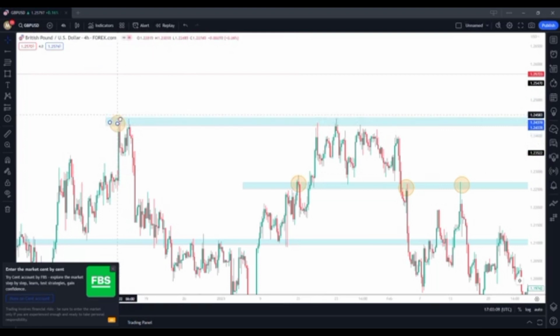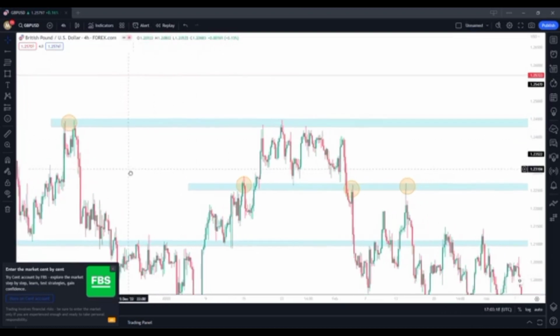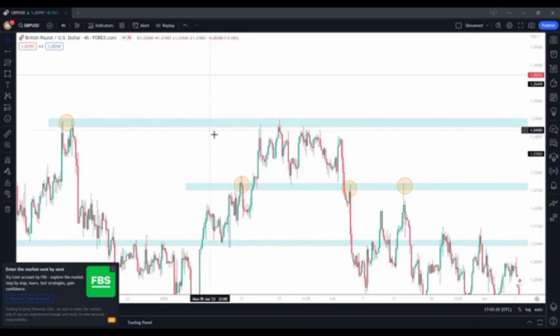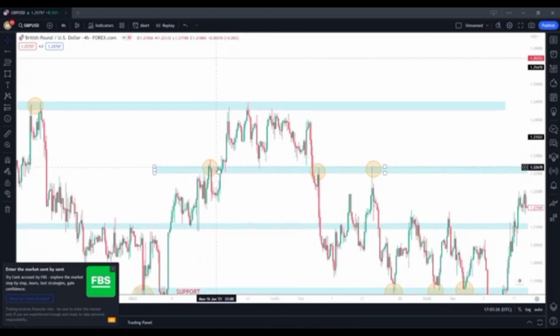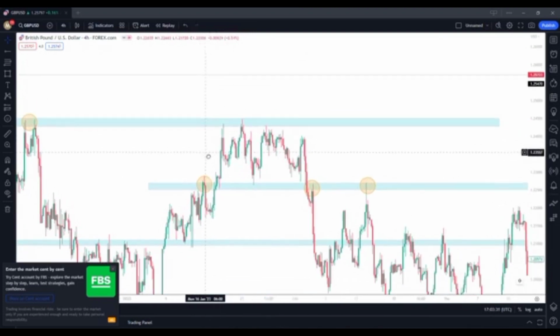Let me clone this so that we identify those points. So this is the first touch. Are we seeing it now? So this is the first touch. Let me expand this to accommodate the 2 touches. Okay, let me just clone this one, and then we'll move to the next touch.